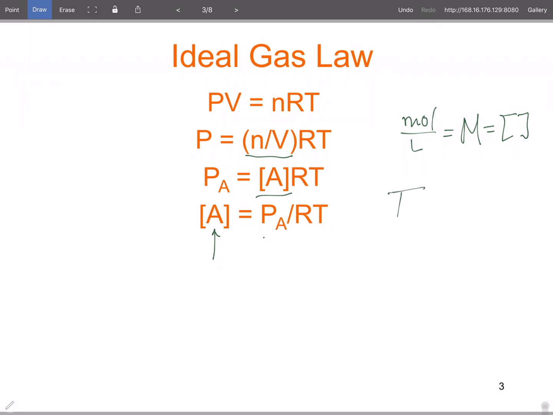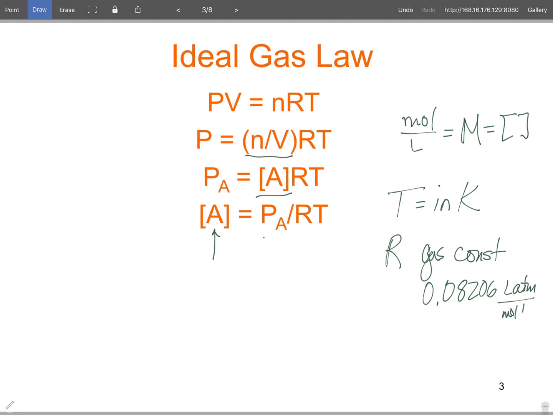Now, a couple things I want to point out. Temperature has to be in Kelvin, and R is the gas constant. The gas constant we'll use is 0.08206 liter atmospheres per mole K. Okay, so that would be our values. They're all on our equation sheet, so we're good on that. It's not a big deal.